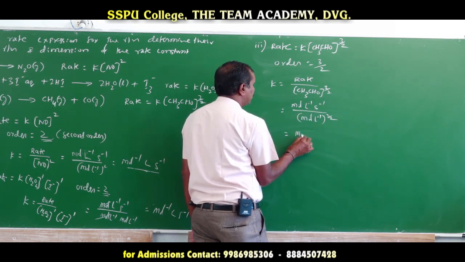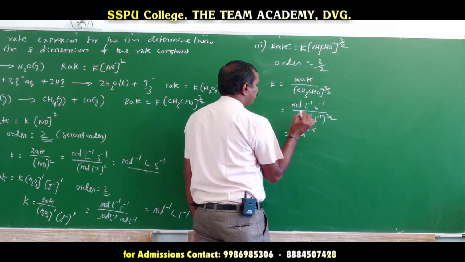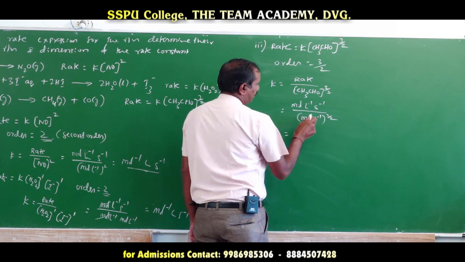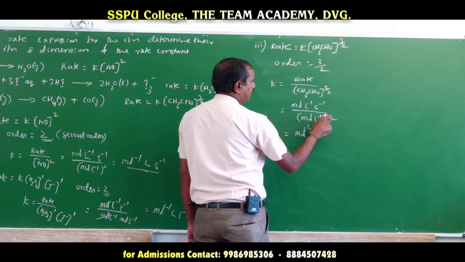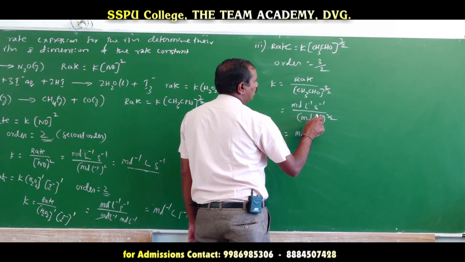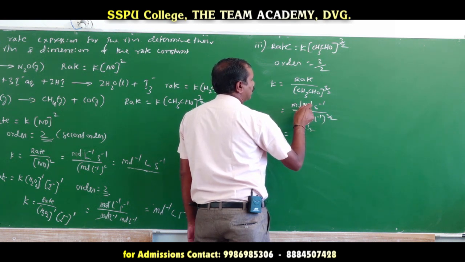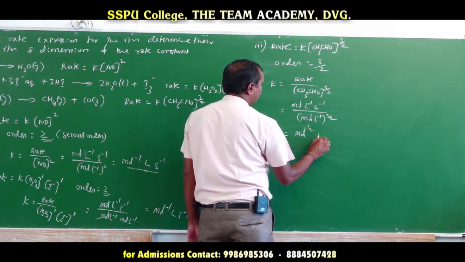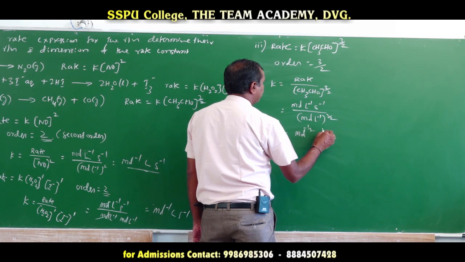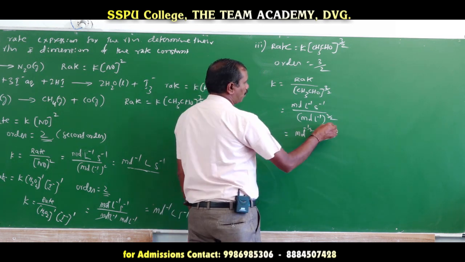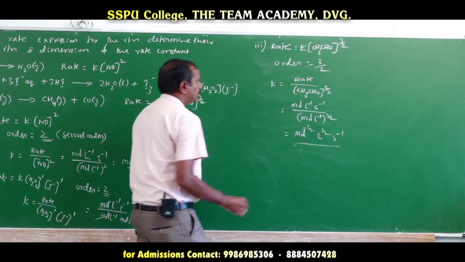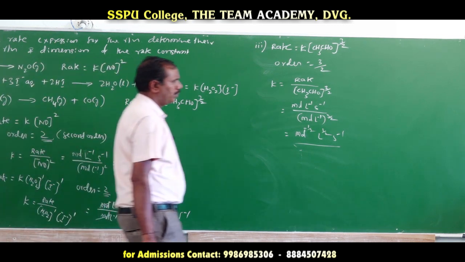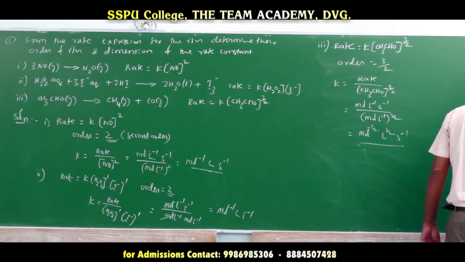Then finally it becomes mole to the power of 1 minus 1.5, which is minus 0.5. We may write it as half. For liter, it is minus 1 into 1.5, nothing but minus 1.5, then plus 1.5 minus 1, nothing but liter to the power of 0.5, or liter to the power of half per second. This is the unit of K for the third equation. Now, we will go for the next problem.